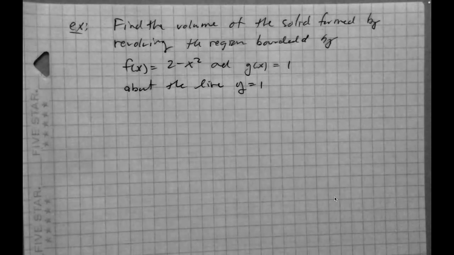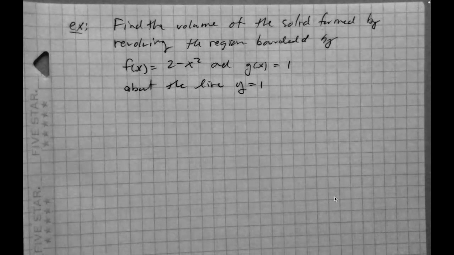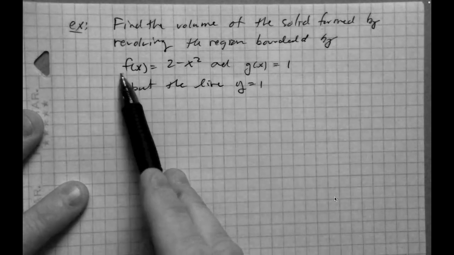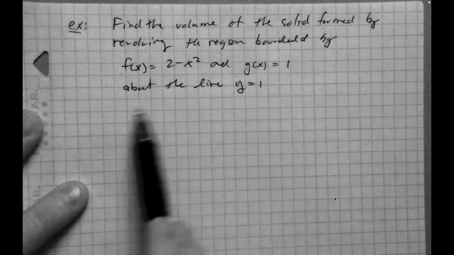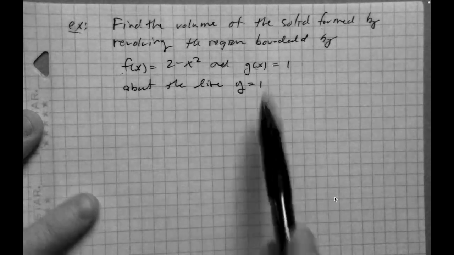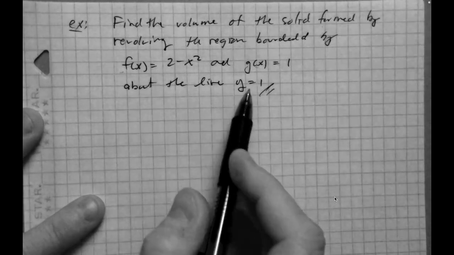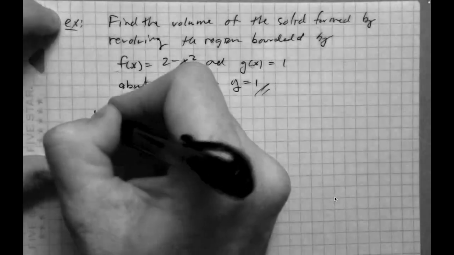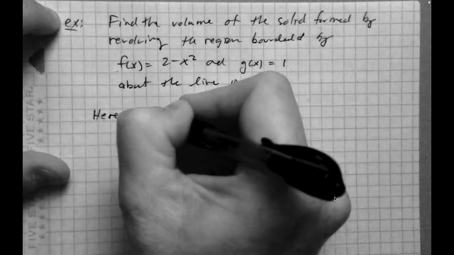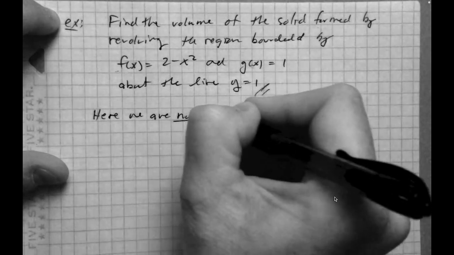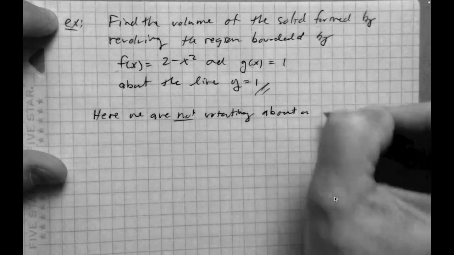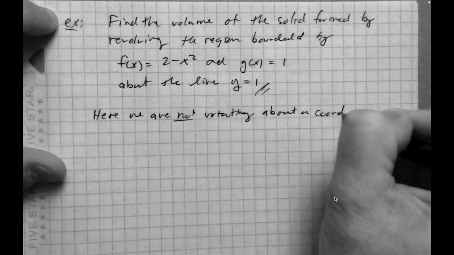So here, find the volume of the solid formed by revolving the region bounded by f and g, these two functions, and revolving it about the line y equals 1. Notice we're not revolving around a coordinate axis here. So here we are not rotating about a coordinate axis.